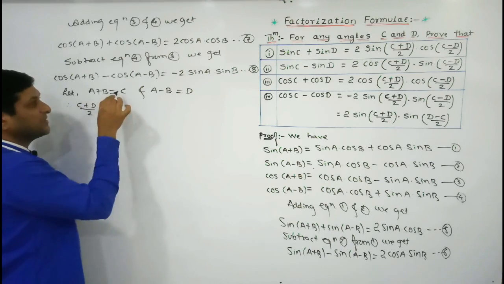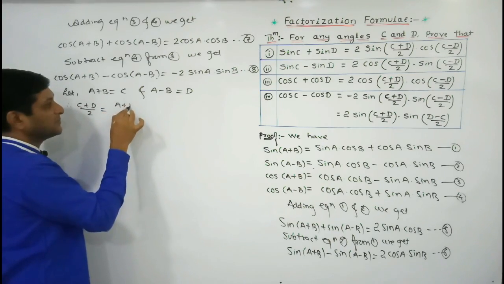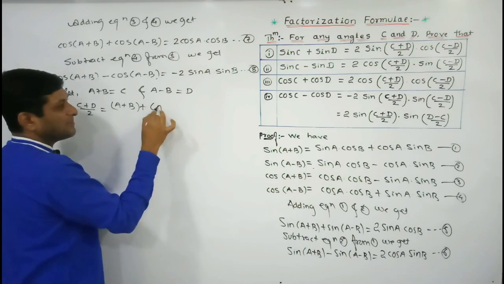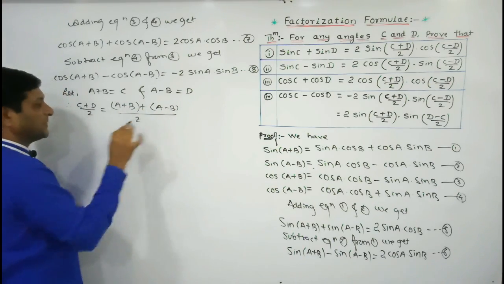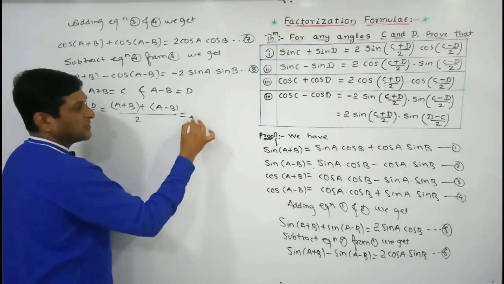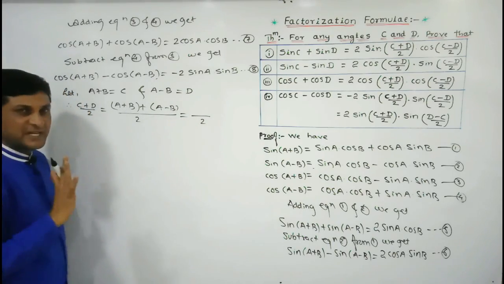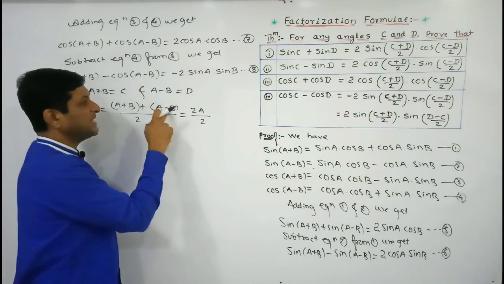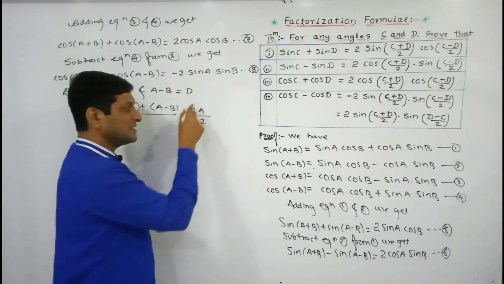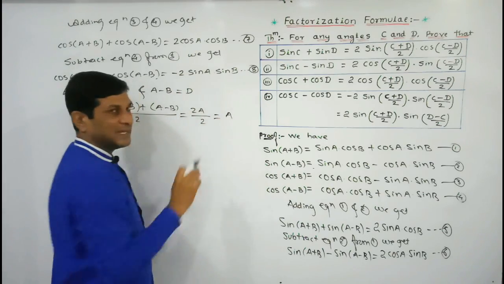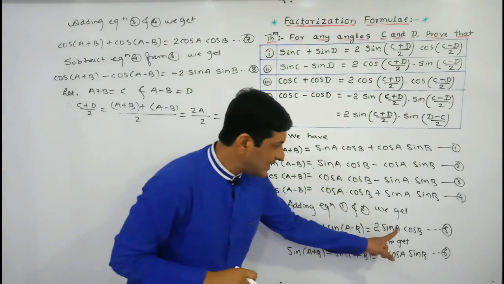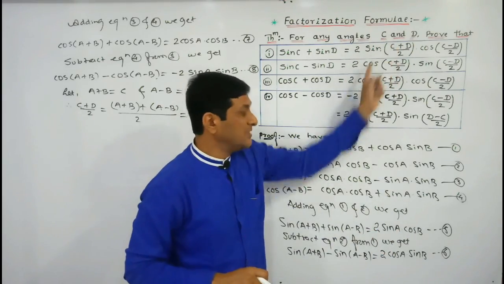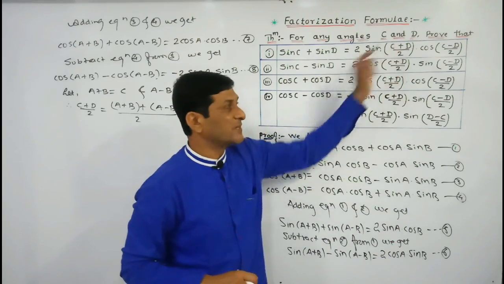I am first substituting the value of C. C is equal to A plus B, plus D is equal to A minus B, upon 2, keeping the denominator 2 as it is. Observe the numerator very carefully. Here A plus A will be equal to 2A, and plus B and minus B will get cancelled. After cancelling 2, we will get A. So we can replace this A by (C+D)/2.